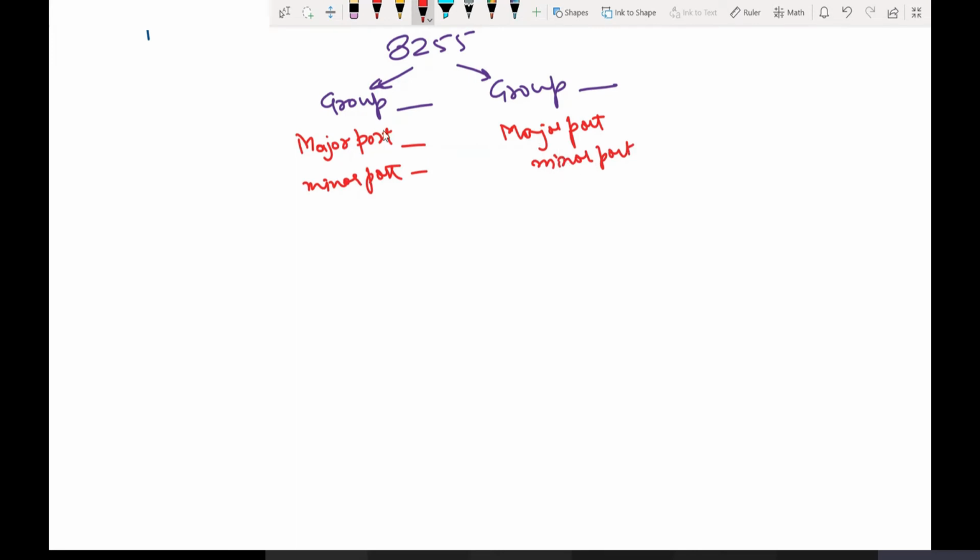So what major port are we having in group A? Fine. So now look, group A. I'm writing A as the group name. What will be the major port? Port A. What will be the minor port? Port C, upper part. Okay. Next is group B. Major port B. Minor port C, lower.